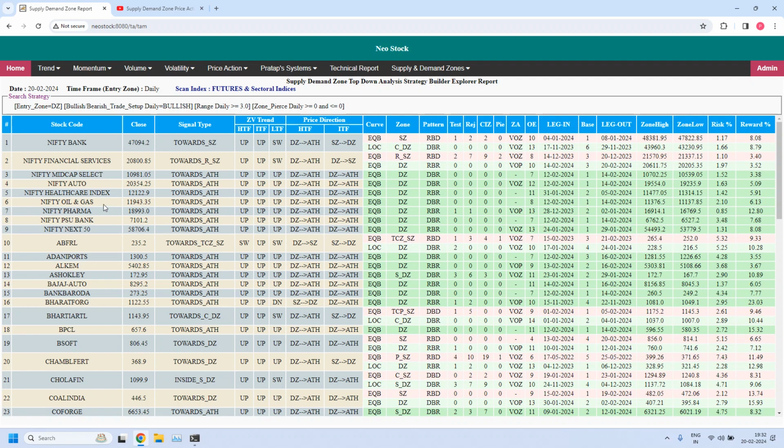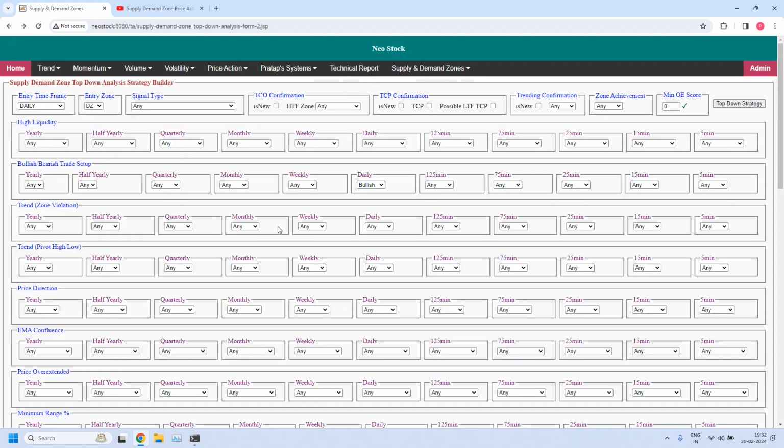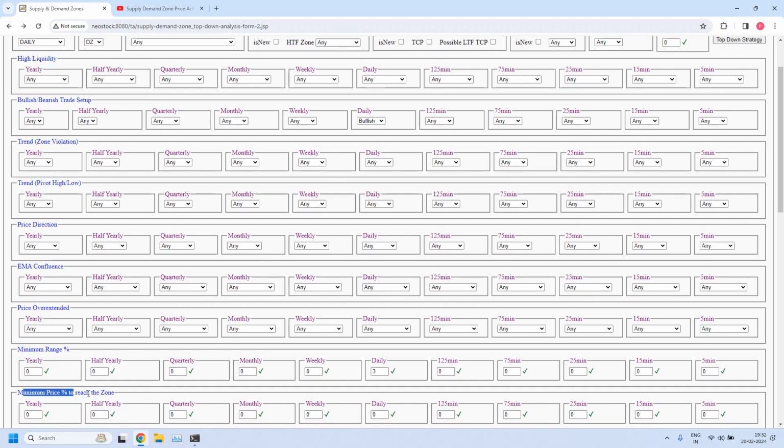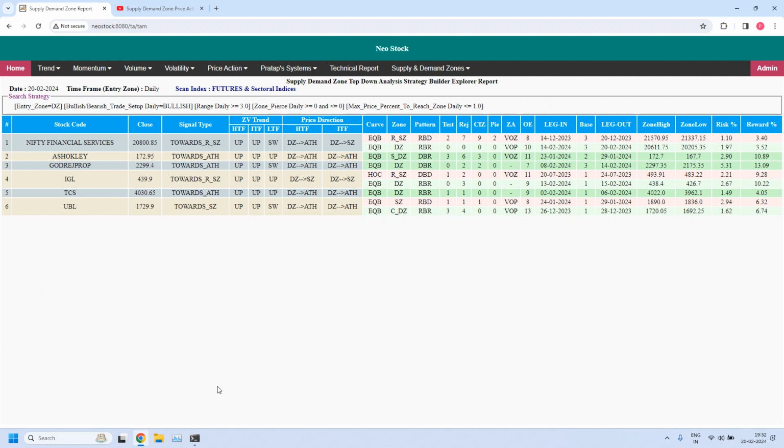We will generate 3 different reports. Within 1%, how many stocks are there from this list? Within 2%, how many stocks are there? Or within 3%, how many stocks? That is near to the zone. For that, we have a parameter called maximum price percent to reach the zone. Maximum 1% means all the stocks within 1% to reach the zone. So we have to set the daily demand zone. In the daily time frame, I am giving the value 1. 1 indicates within 1% level to the demand zone. So 6 stocks are filtered.